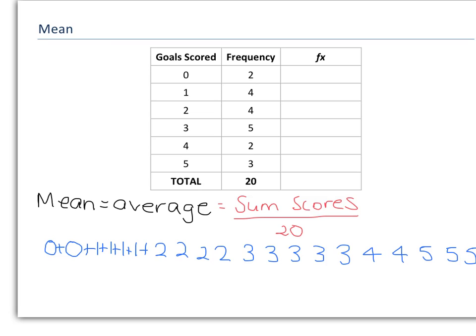Adding everything together gives me a total of 50. And so now I know the sum of all my scores. And to find the average, I divide that number by 20. But this is a pretty slow way of doing it.